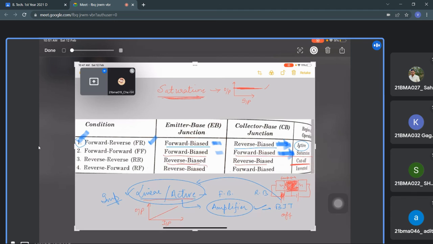And if you reverse bias it, and the second is forward bias it, तो हम उसको इस सिचुएशन को इन्वर्ट कर रहे हैं एक तरह से. That's why it is inverted. Okay. Yes, sir. So these are the 4 stages.